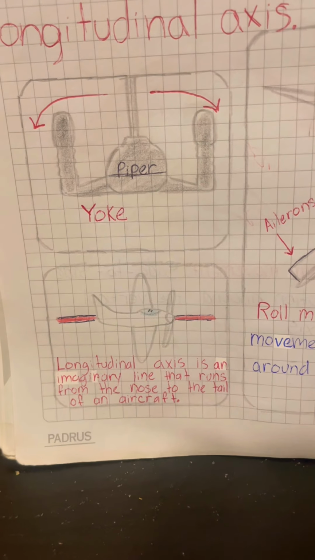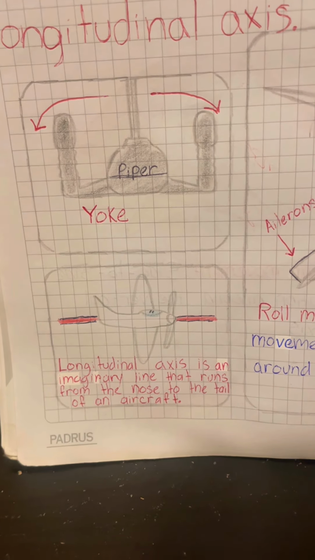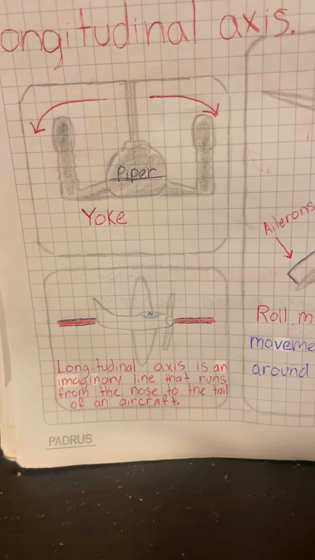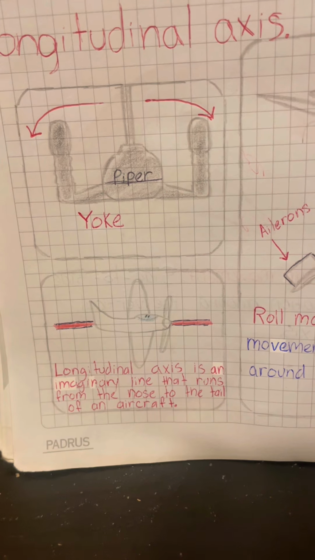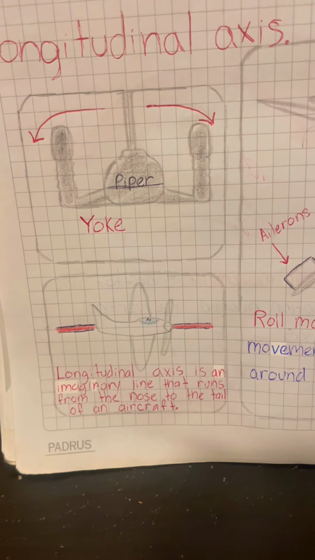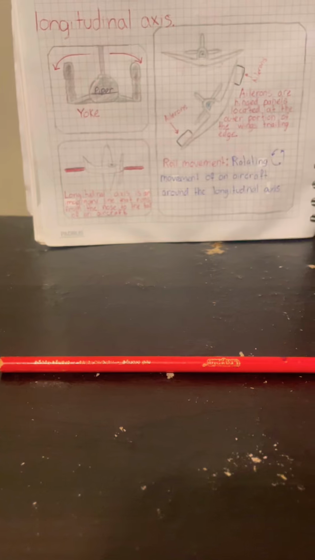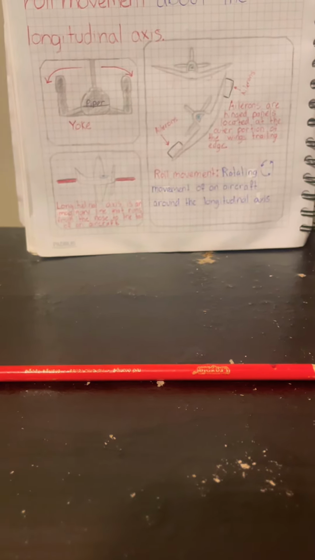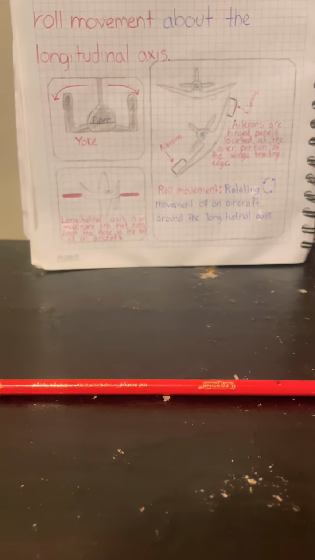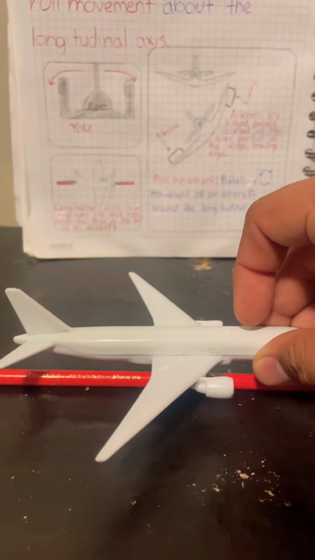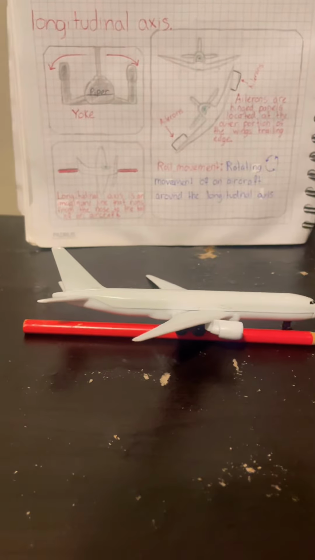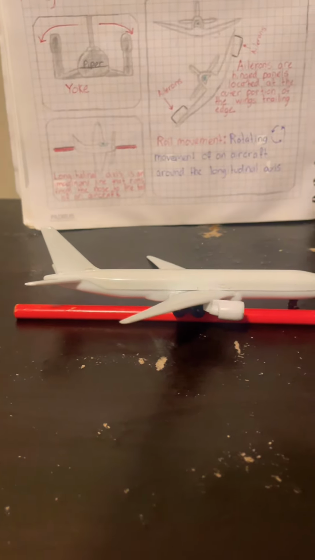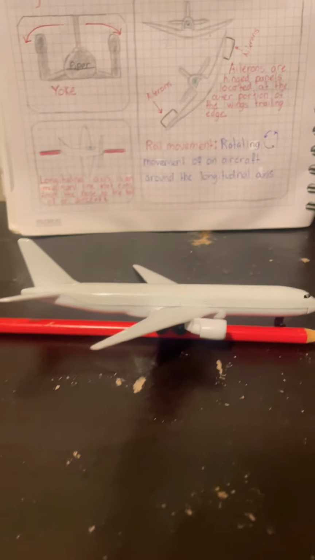Now we have this illustration down here that says longitudinal axis is an imaginary line that runs from the nose to the tail of an aircraft. So as an example, this red coloring pencil, that's going to be our longitudinal line. And we have our plane right here, and this is how it looks. So that line is running from the tail all the way to the nose.